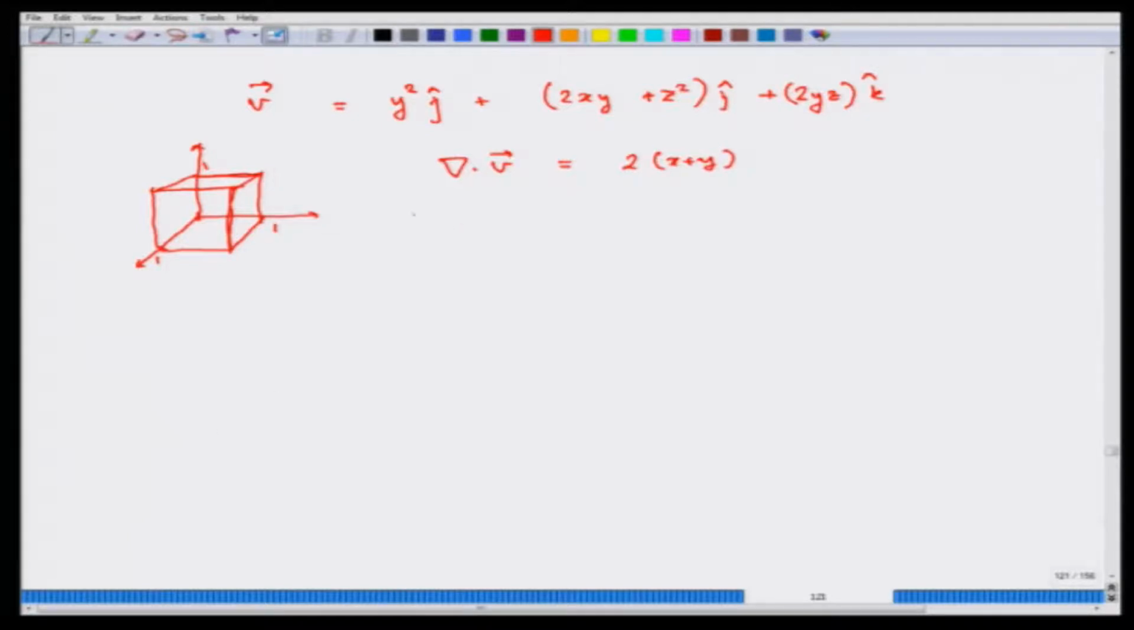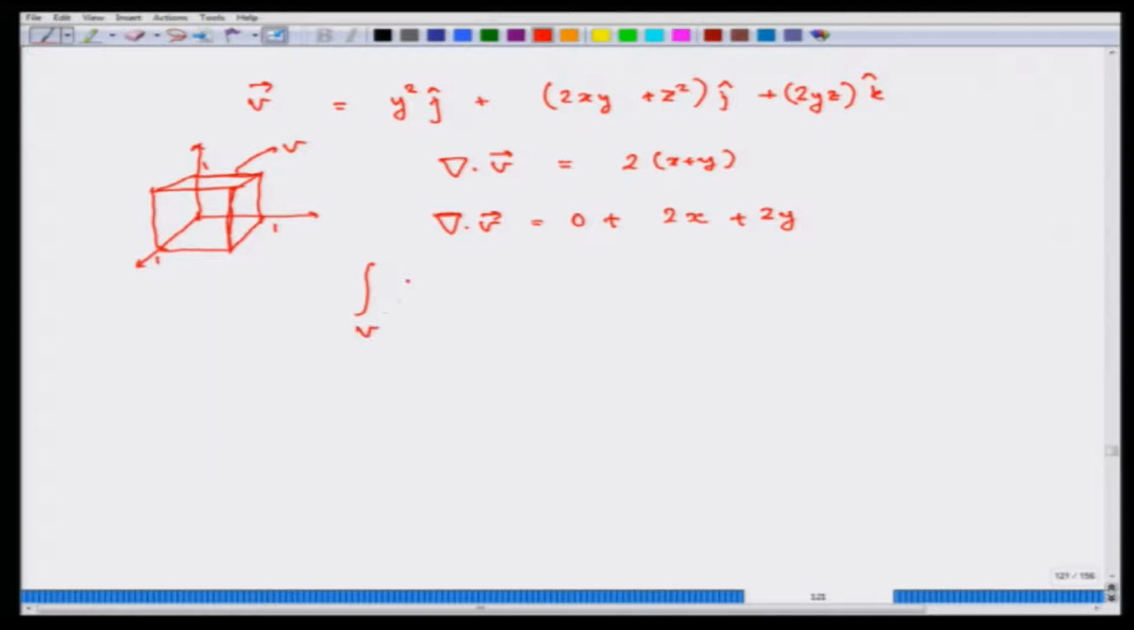So, let us see how. Instead of going into too much detail, you take the derivative with respect to x here, first case it is 0, plus derivative with respect to y. So, it is 2x, here it is derivative with respect to z. So, it is 2y, so it is 2x plus y, that is the answer. Now, you take the volume integral. So, this is my required volume V.